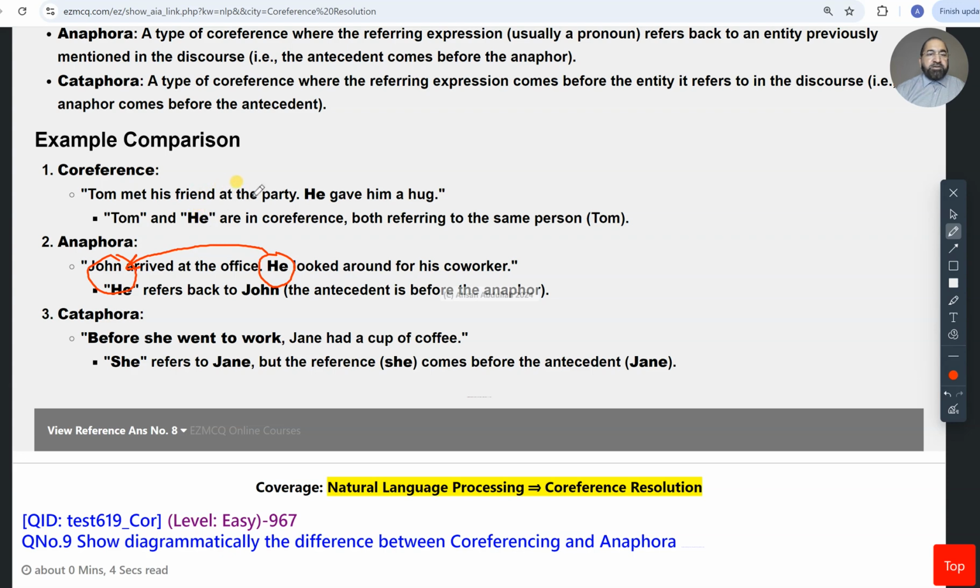Tom met his friend at the party. He gave him a hug. So friend and Tom are in the same sentence. Okay, they're in the same sentence. Cataphora: before she went to work, Jane had a cup of coffee. She refers to Jane, but the reference she comes before the antecedent, Jane. Okay, so this is quite interesting and challenging. So let me clean this and we move on to the next one.